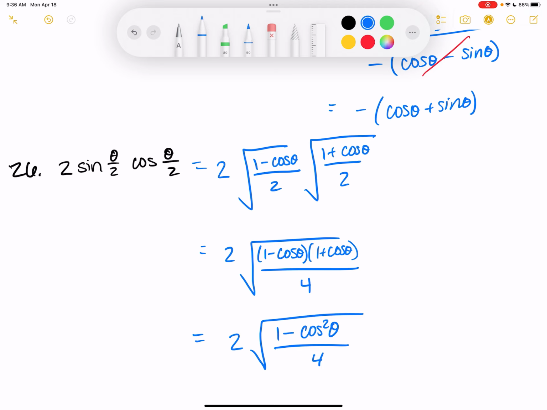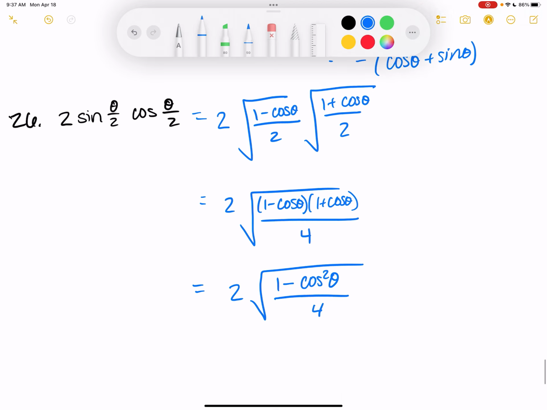Now, this is where the creativity comes in a little bit. 1 minus cosine squared of theta is equal to what? I don't remember this. It's going to be on the test, so you better remember it. It's one of the identities, a Pythagorean identity. Sine squared plus cosine squared equals 1. So 1 minus cosine squared would be equal to sine squared.